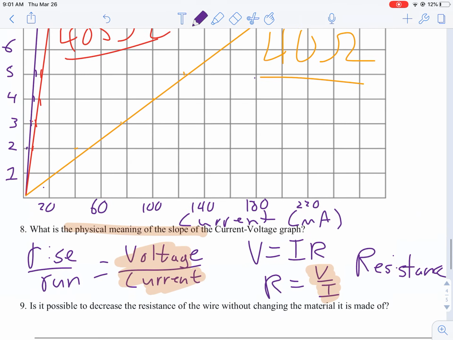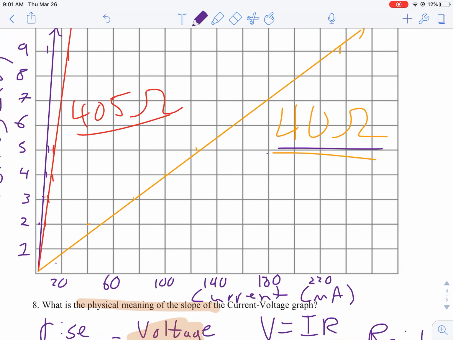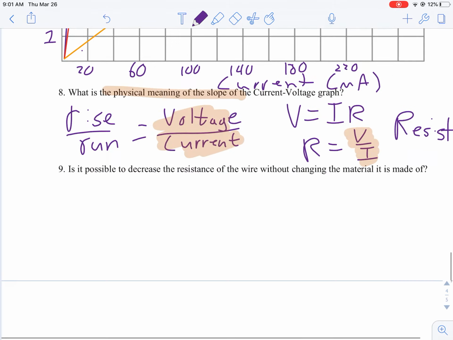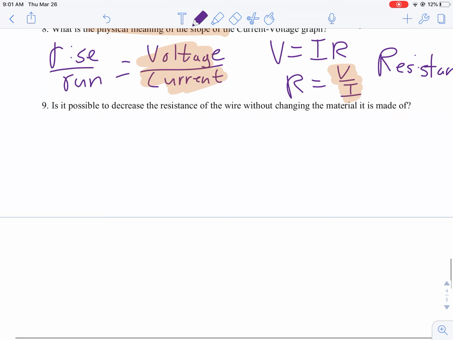So you can see here that our 40 ohm resistor had a nice shallow slope, a slope of 40. While our 800 ohm resistor had a really steep slope, and that slope would be 800 if you were to solve it out. Last but not least, is it possible to decrease the resistance of wire without changing the material? Obviously, material matters. That's the whole reason that we use copper for our wire, because it has a pretty low resistance. We don't use silicone or rubber or anything along those lines.